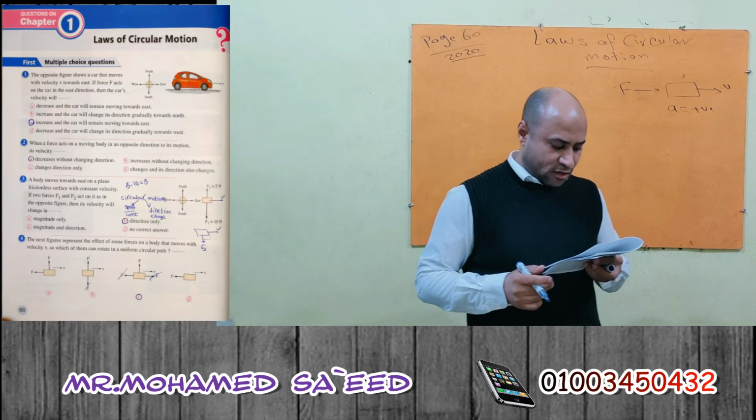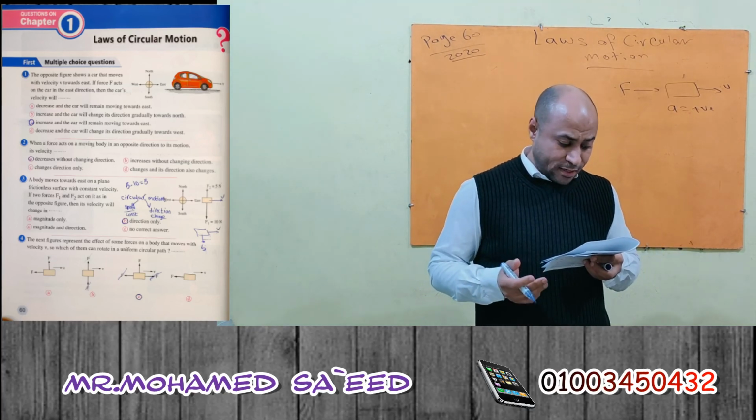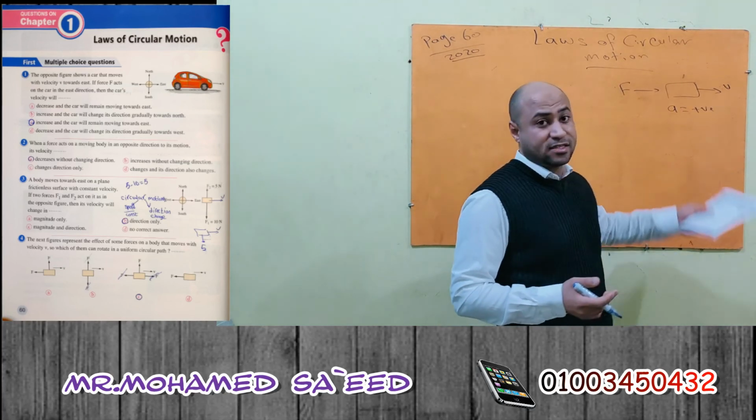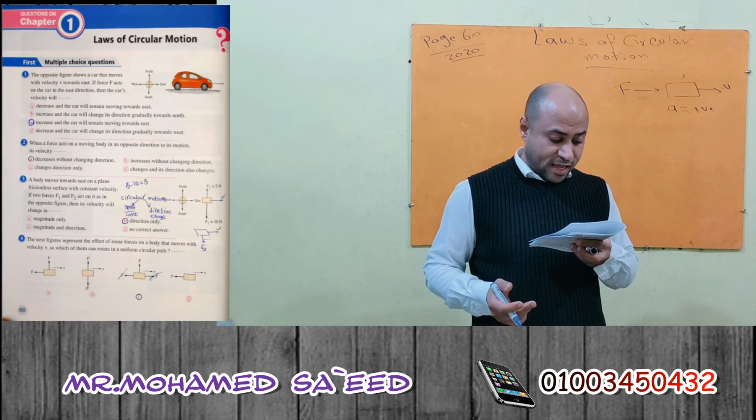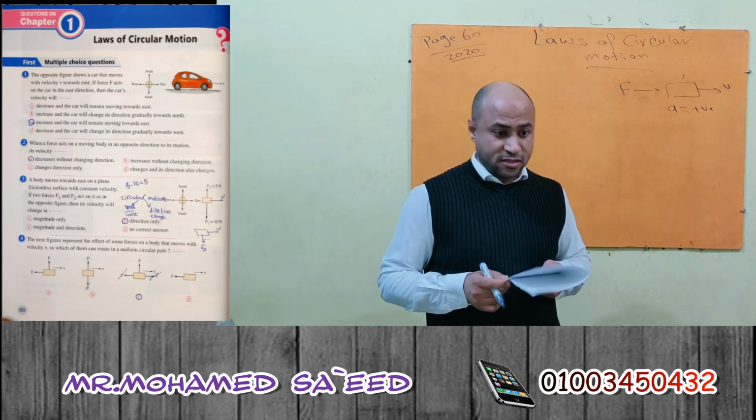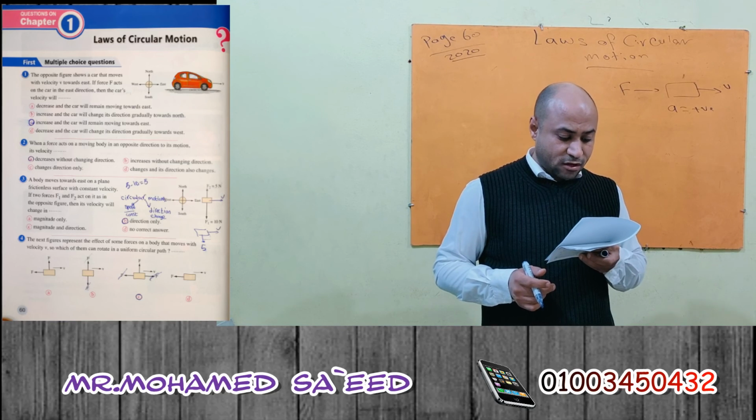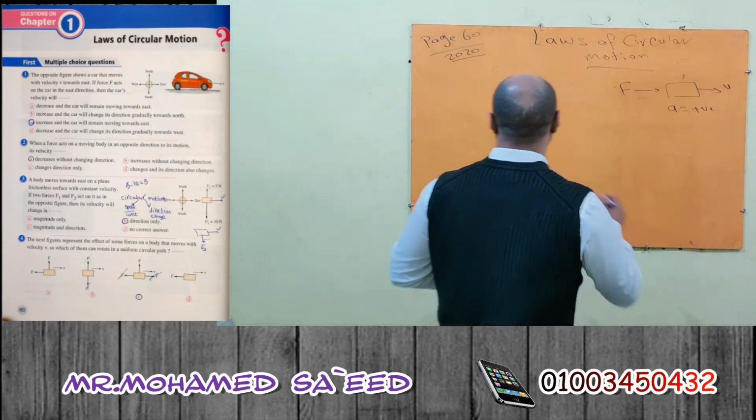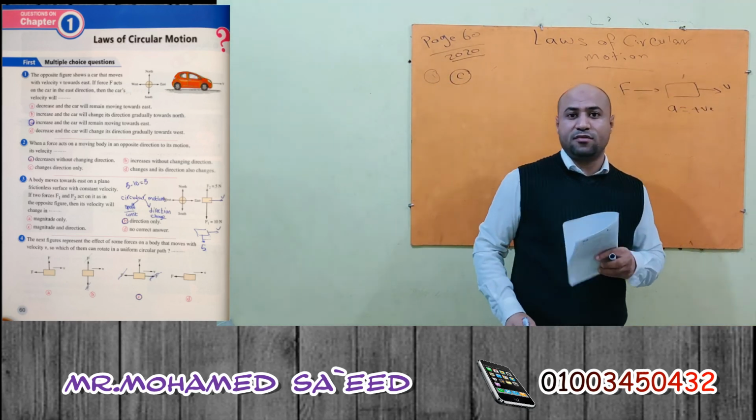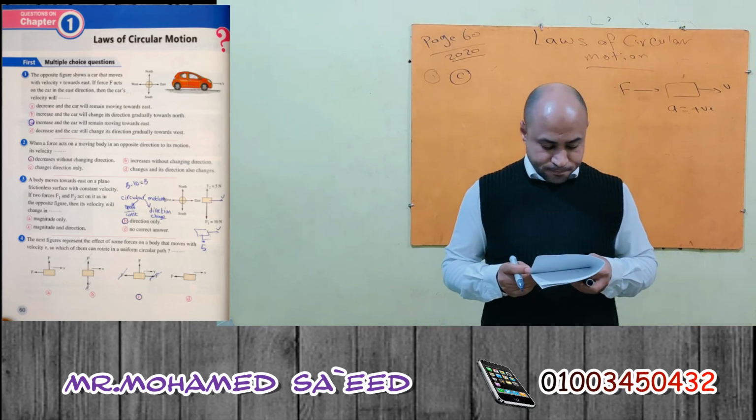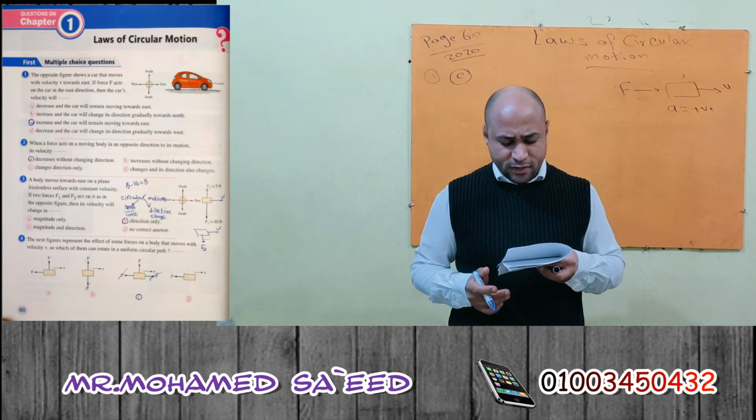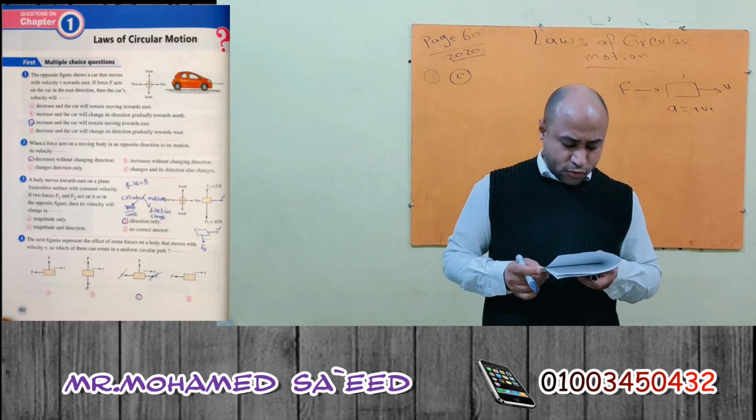So we have four choices. Then the car's velocity will: A, decrease and the car will remain moving towards east. No, it's wrong. The car's speed will increase, not decrease. B, increase and the car will change its direction. No, the car's speed increases, but its direction doesn't change. C, increase and the car will remain moving towards east. So the true answer to question number one is C. The car's speed will increase without changing its direction. The car keeps moving in the same direction. D is wrong: decrease and the car will change its direction gradually towards east. It's wrong.